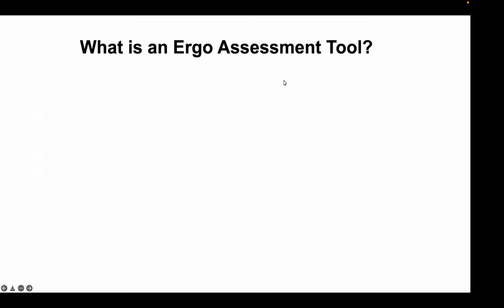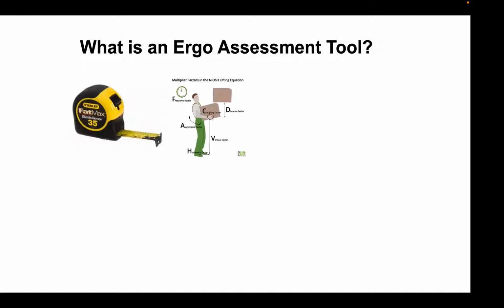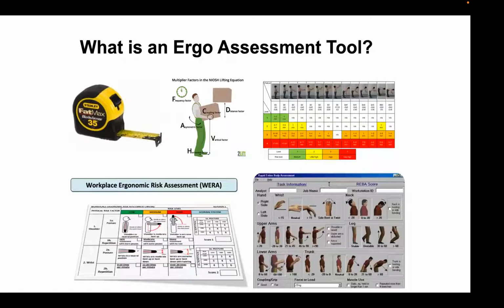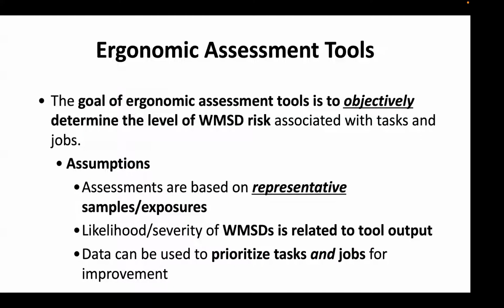So we'll start with what is an ergonomic assessment tool, and the answer is that an ergonomic assessment tool could be as simple as a tape measure, but we tend to make things more complicated than they need to be. So what we want to talk about today, though, is what is the goal of ergonomic assessment tools, and this idea that really what we're trying to do is objectively determine work-related musculoskeletal disorder risk that's associated with both the tasks and the jobs that are built from those tasks.